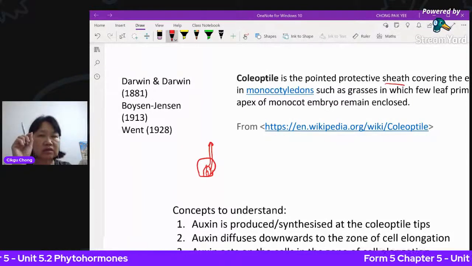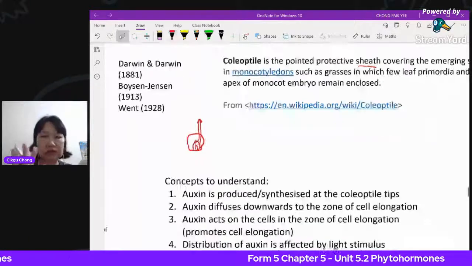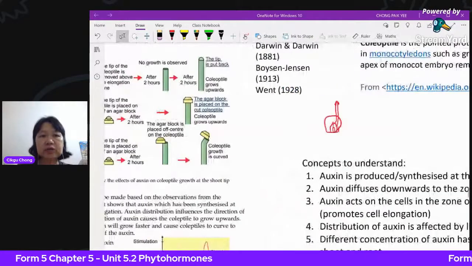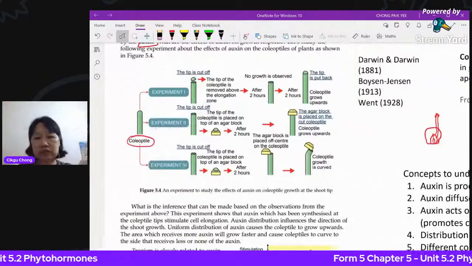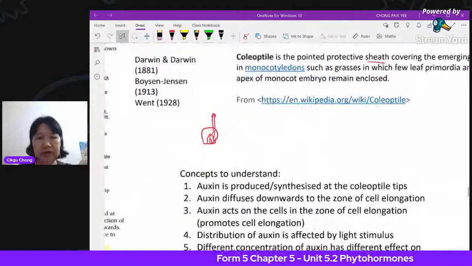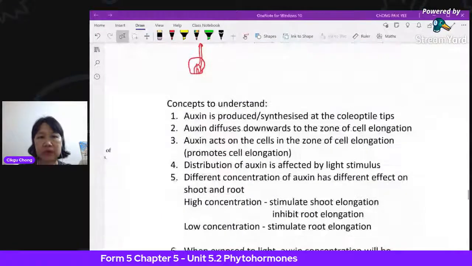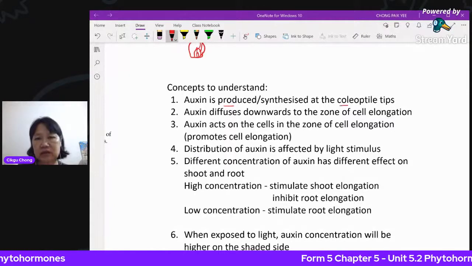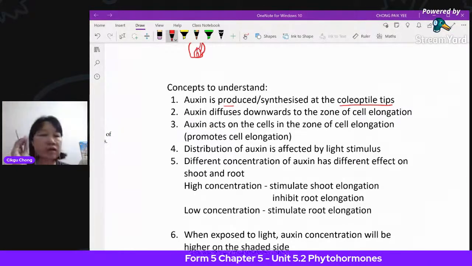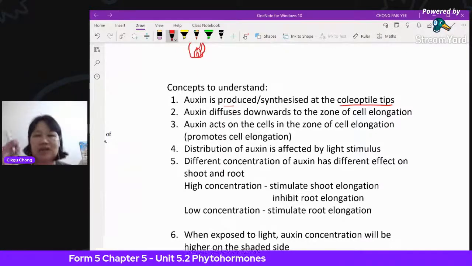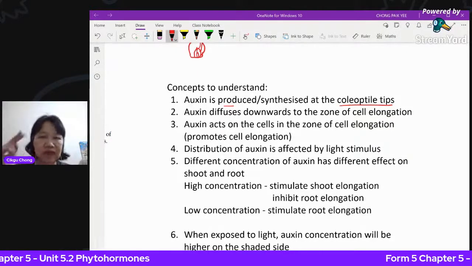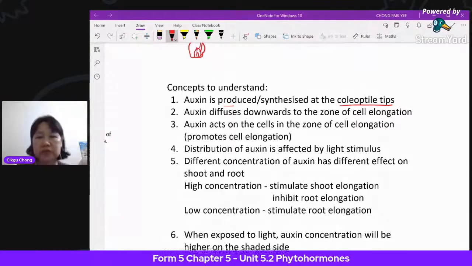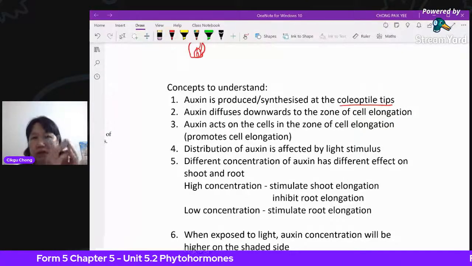Okay, now number one. First thing, I want you to understand this concept. We'll continue in the next lesson. First of all, you need to remember for this lesson, in order to explain why it curves and so on, there are a few concepts I want you to understand. Maybe you can take a picture first. Number one, auxin. Where is auxin produced? Auxin is produced or synthesized at the coleoptile tip. So you need to have the coleoptile tip if the auxin is to be produced. If you cut away the coleoptile, there will be no auxin produced. That's concept number one that you need to remember. The coleoptile is important because that's where the auxin originates.